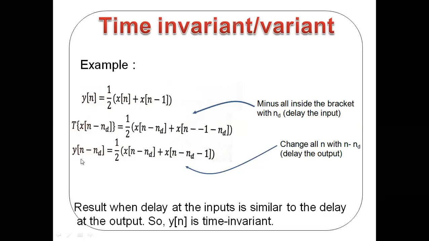So let's try to delay the output by nd. When we delay the output by nd, we have to consider these equations up here, so substitute n by n minus nd. We are supposed to get half x[n minus nd] plus x[n minus nd minus 1], which shows that the second and the third equations are the same, which means that delaying the input by nd will result in the same delay by nd for the output. So the system that we have here, this y[n] system, is a time invariant system.